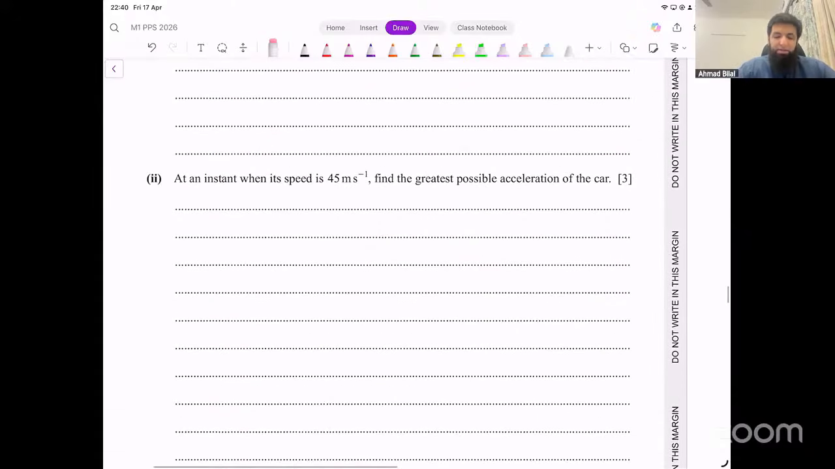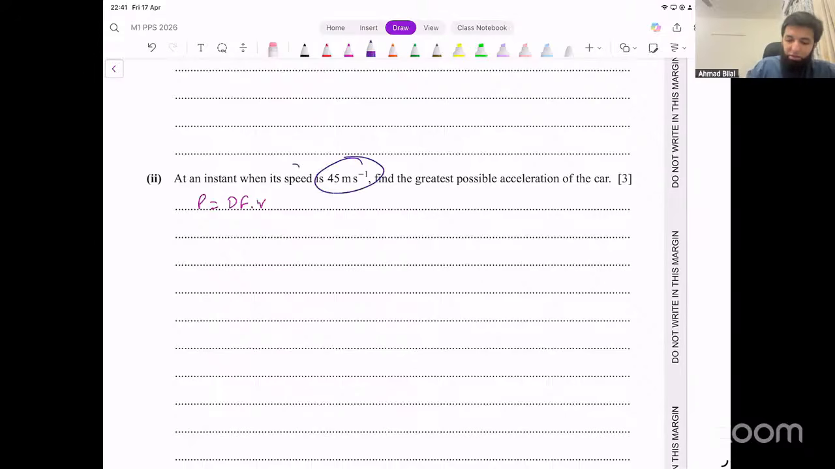Now part 2 says, at an instant when its speed is 45 meters per second, find the greatest possible value of acceleration of the car. Now again, power is equal to driving force into velocity. This is one equation that we've got.